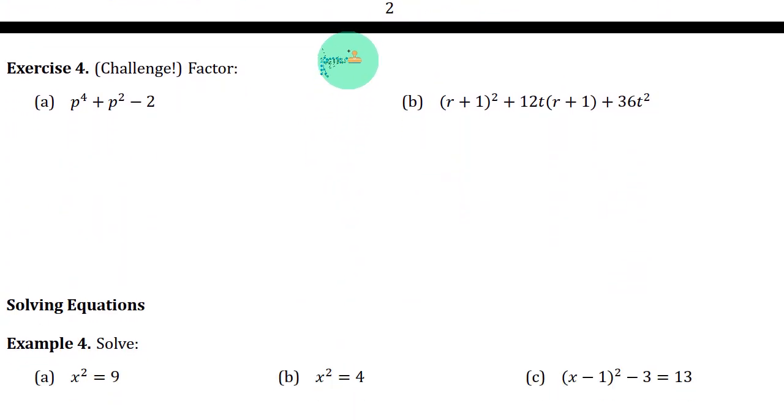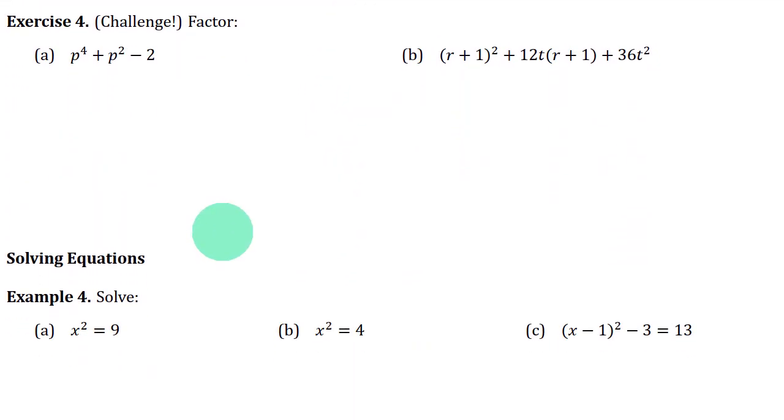Okay, exercise 4 here is a challenge. If you skip this, I don't blame you, but if you're trying to do the absolute best you can and you have time and you like a challenge, these are a good thing to do. So the trick here with this one, when you have p to the fourth power, is what you get by doing p squared times p squared. These two come out to be p to the 4th.